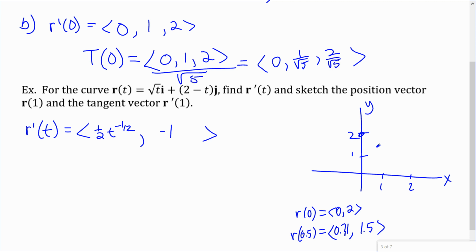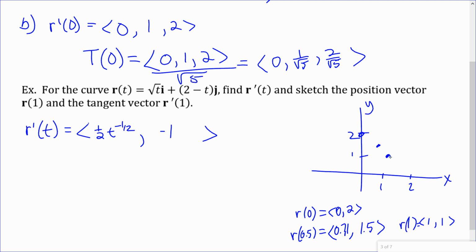Okay, so then let's put in 1 or something. So if I do r of 1, what's the square root of 1? 1. And I get 1, 1. All right, so 1, 1 would be right there.